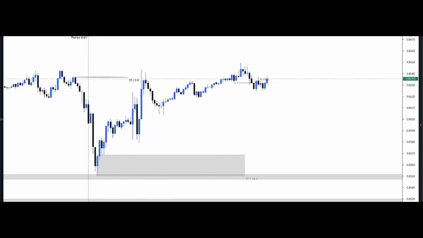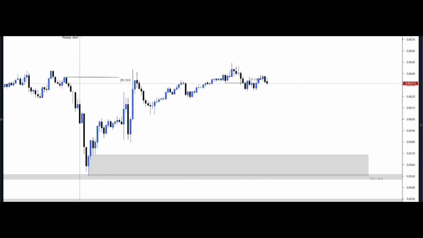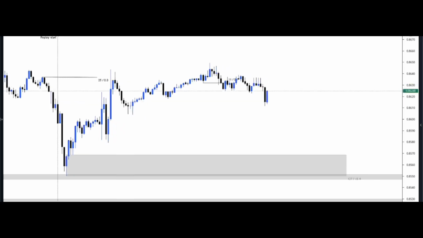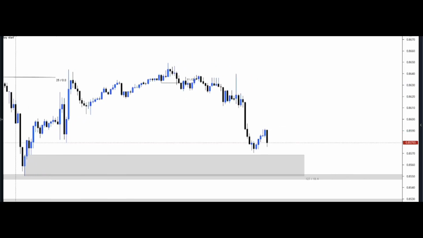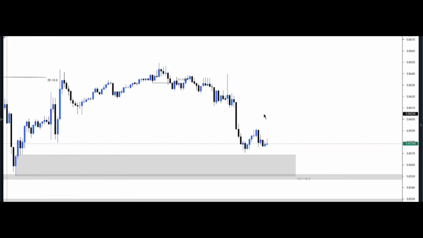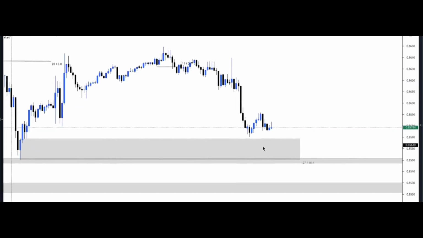Now it has taken out that inducement, and with a candle closure, meaning that price is most likely to come down to tap into this area of interest. But let's see what happens. So if we are taking our trade, if this works out, we take our trade to go long from here.